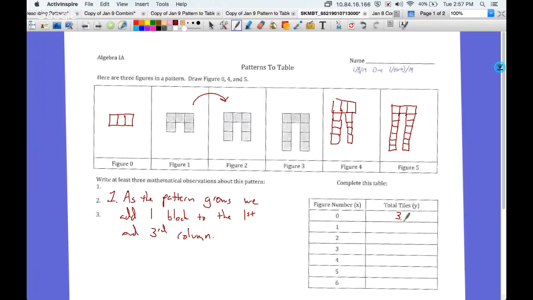Total tiles, we can count them up. So I just look at the figure number, count up the number of tiles, and I get that value there. 3, 5, 7, 9, 11, 13. We don't have a figure 6, but since I can see in this pattern each time I'm just adding 2, I can just imagine that if I was to add 2 more, it would have 15. The 13 that it already has plus 2 more. And so that's how we're going to represent patterns as tables.